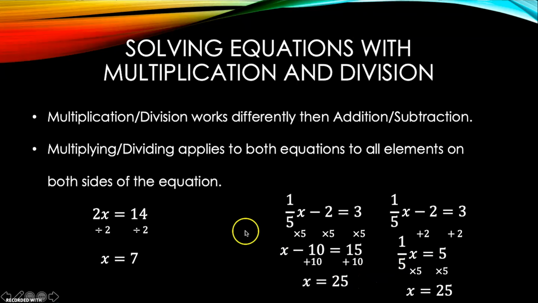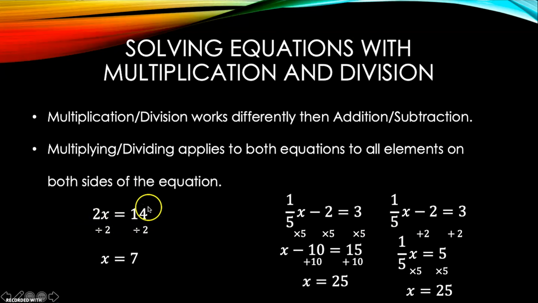Multiplication and division works differently than addition and subtraction in the fact that it applies to all elements in the equation at the same time. So in this example, we have 2x equals 14. So 2 is being multiplied by x. In order to get rid of that 2, we have to divide by 2 on both sides.